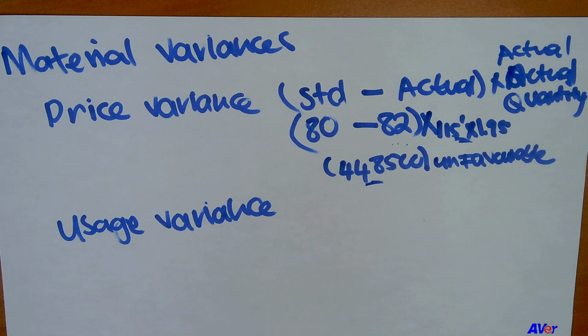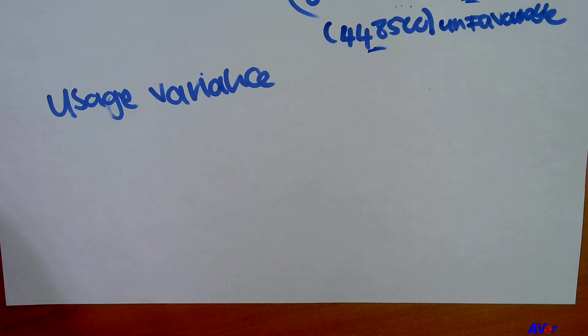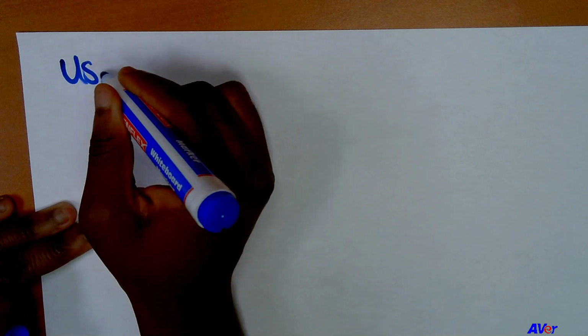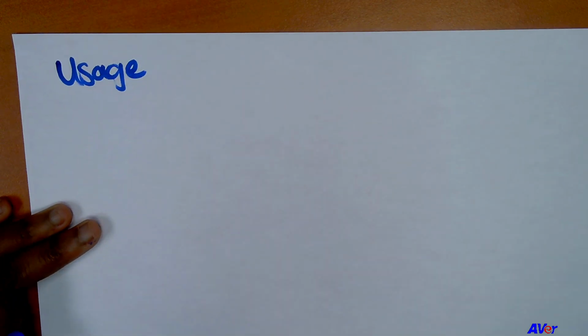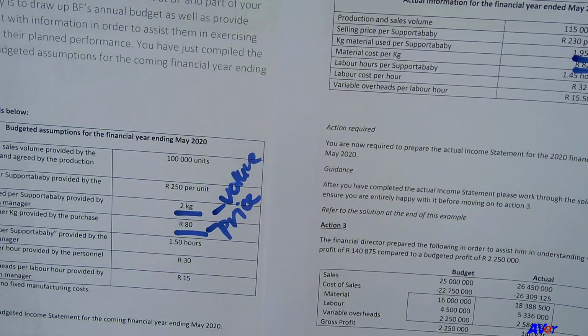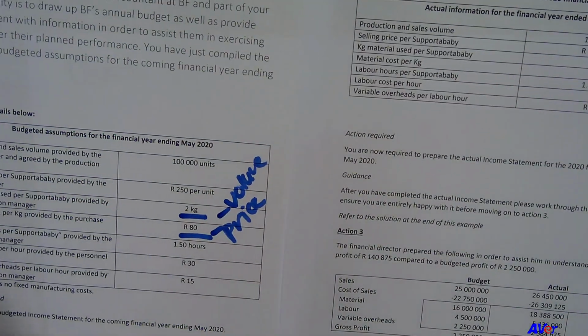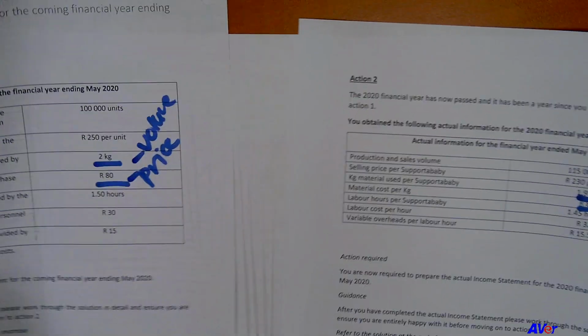Okay, let's take a deep breath. Now we can do volume or usage. So I think I'll get a clean sheet because I actually write very messy. So now we want to look at the usage. With usage, we are saying, if you go back and you check, you were supposed to use 2 kg per unit. You actually used 1.95. So that's the difference there.